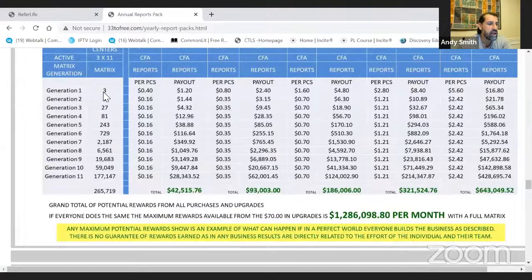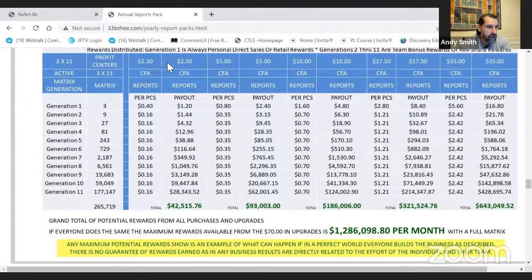If we look right here, the 3 is considered people who used your link directly. All that means is you gave your link to 3 people. You can give your link to anybody, anytime, anywhere. That doesn't matter, but this is based on that to show you how it works. All the rest of these people are just people that would be in your matrix. So if we look here, we have $250, $5, $10, $17.50, $35. These do have some fees on them, so they're a little bit more than what it says here, but we talk about the 250s, the 5 to 10, and all that.